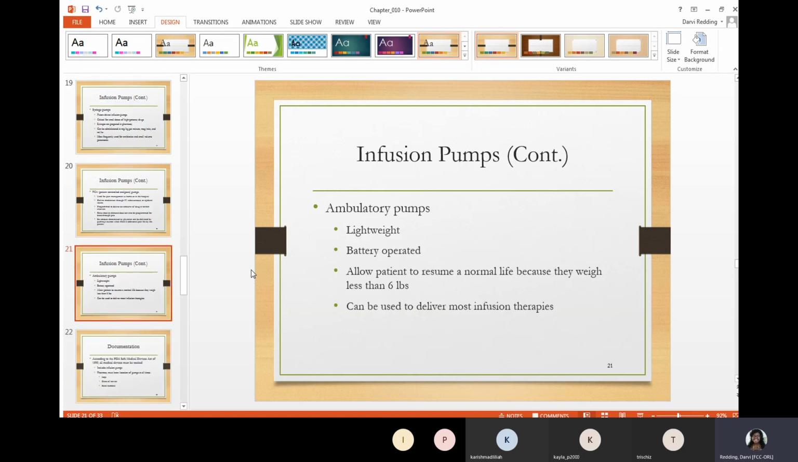So now that we've talked about the infusion pumps, when it comes to the PCA, let's talk about the ambulatory pumps. Ambulatory pumps are lightweight. They're also battery operated, and they allow the patient to resume a normal life because they weigh less than 6 pounds. Now with the ambulatory pumps, those can be used to deliver most infusion therapies.